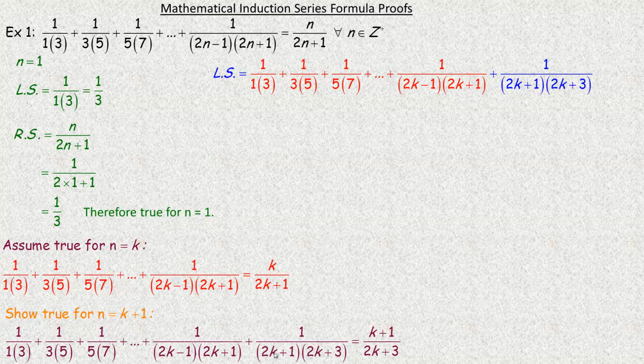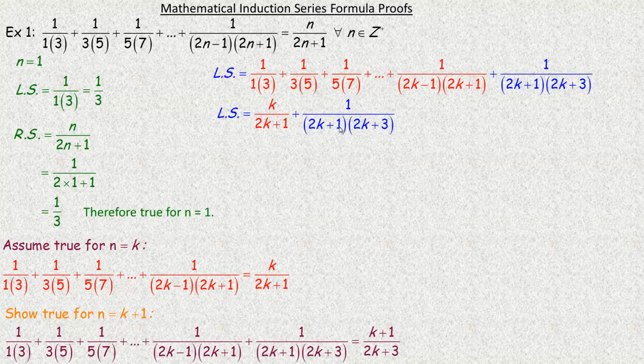This term here is really just the k plus first term in the series. So here's my substitution. In place of that from the induction hypothesis, I'm going to put k over 2k plus 1, and I've got this other term to add to it. So our goal again is to show that this should simplify to k plus 1 over 2k plus 3.